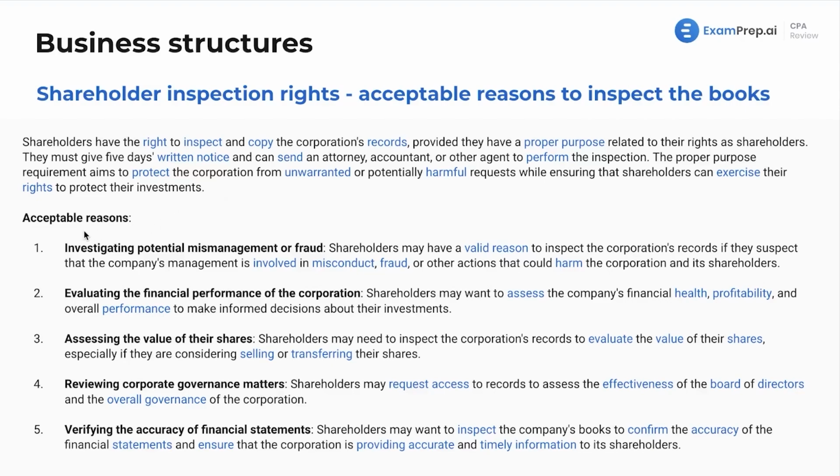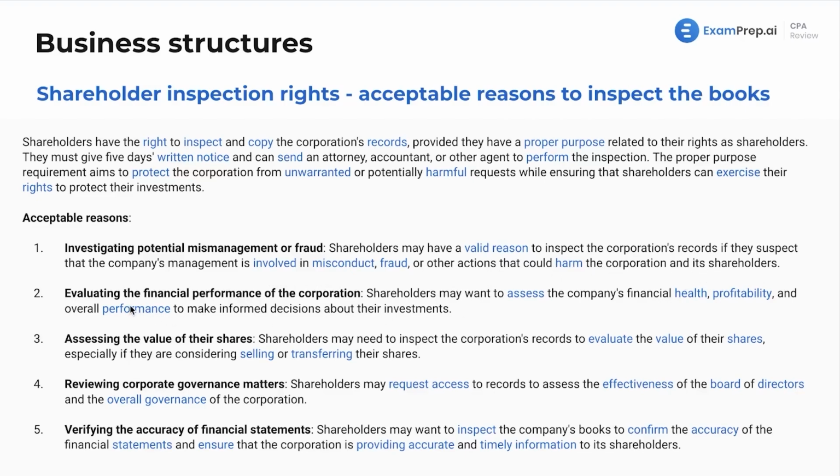Here are some acceptable reasons for inspecting the books. If you want to investigate potential mismanagement or fraud, totally, that sounds fair to me. Shareholders may have a valid reason to inspect the corporation's records if they suspect that the company's management is involved in misconduct, fraud, or other actions that could harm the corporation and its shareholders.